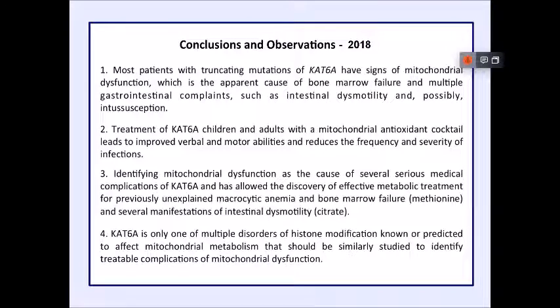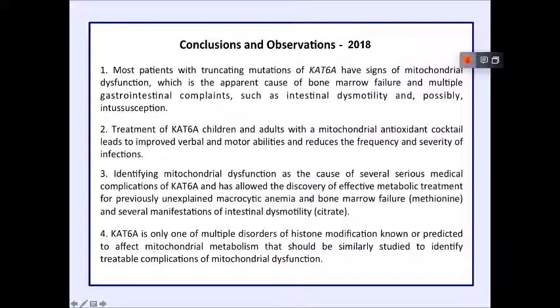So the conclusions at the end, in 2018, when I was doing most of the initial biochemical work, was that the KAT6A children have signs of mitochondrial dysfunction, and that treatment of the children leads to verbal and motor improvement, reduces the severity of infections according to some parents, and now we know that it also decreases complications like the dysmotility shown here with citrate or methionine.